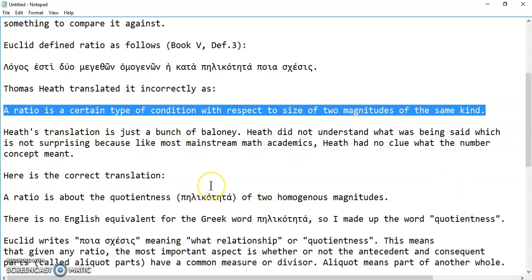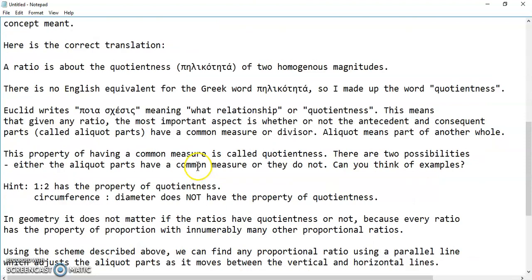Heath's translation is wrong because he did not understand what was being said, which is not surprising because, like most mainstream math academics, Heath had no clue what the number concept means. And so the correct translation is this. A ratio is about the quotientness of two homogeneous magnitudes. Now, I made up this word because there is no other language equivalent for pelikotita, okay?